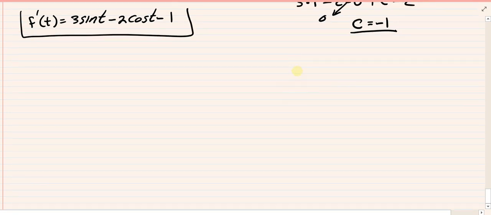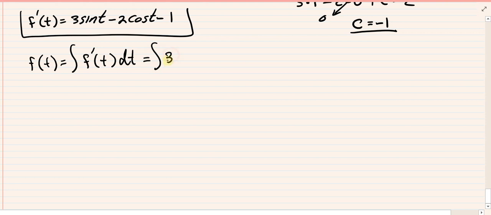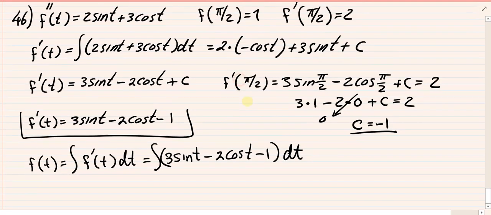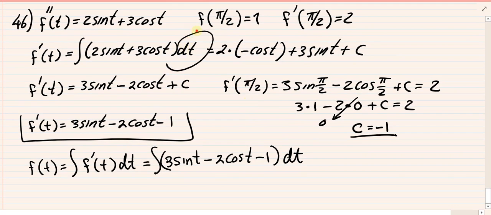Now we need to find the antiderivative of this, which is f of t. It's the antiderivative of f prime t. So that means I need to find the antiderivative of 3 sine t minus 2 cosine t minus 1 dt. Notice, by the way, the variable of integration here is t. That's why we have dt. So don't put dx, whatever the variable is.